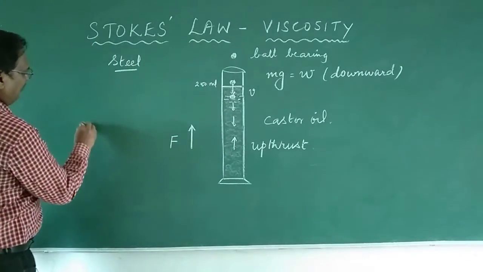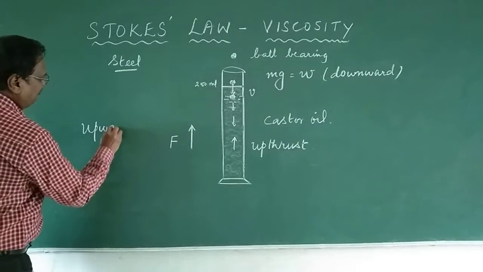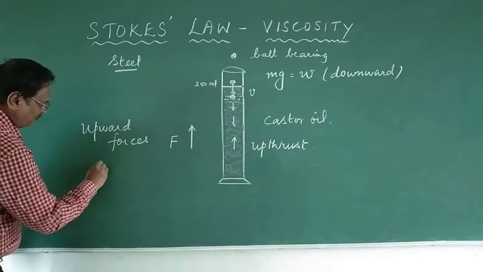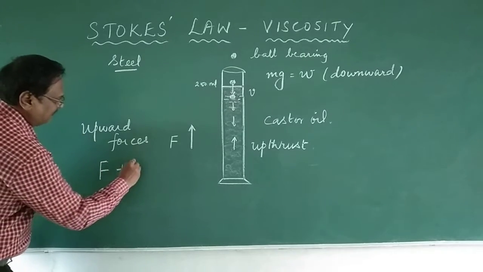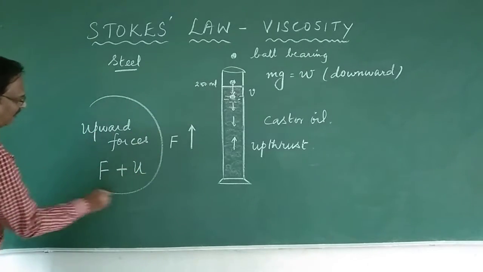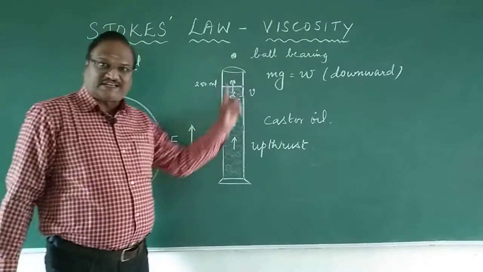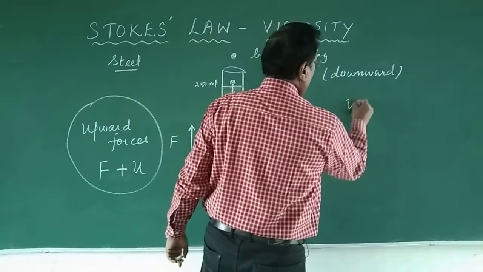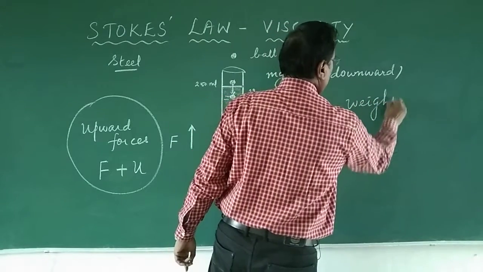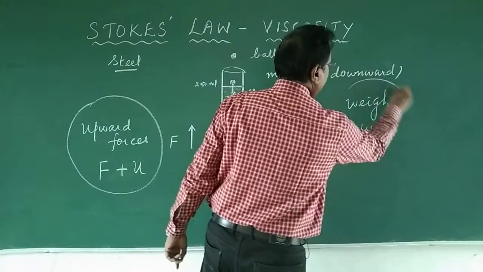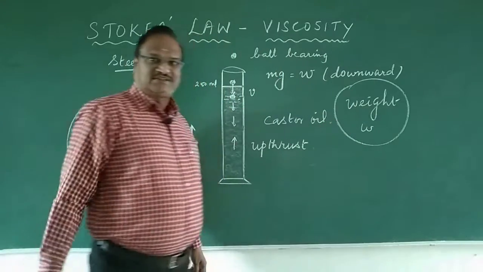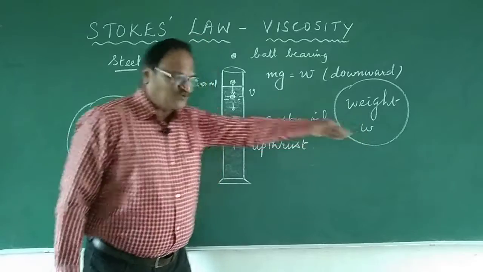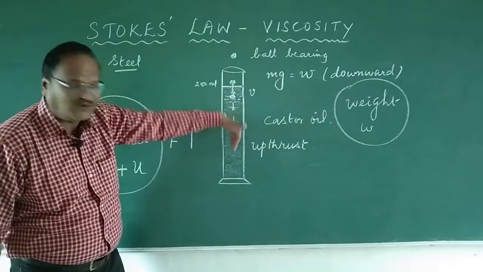What are they? The upward forces, I will write here: they are the viscous drag plus the upthrust. These two are acting in the upward direction. But what is acting in the downward direction? The weight of the body, the weight of the solid, that is W, is acting in the downward direction. But which is greater? W is greater. That is why the body is coming down, down, down.